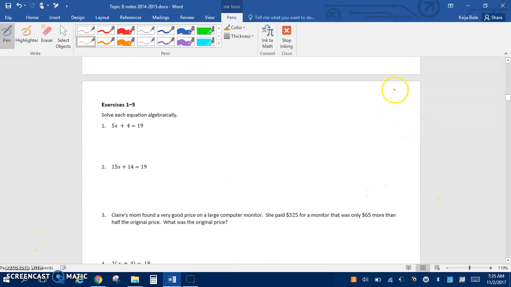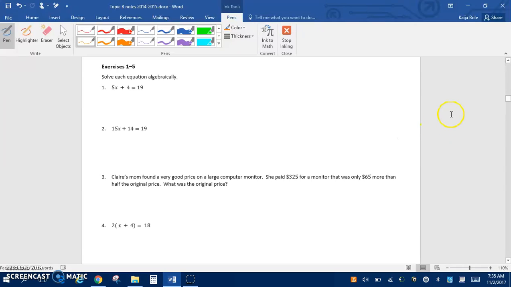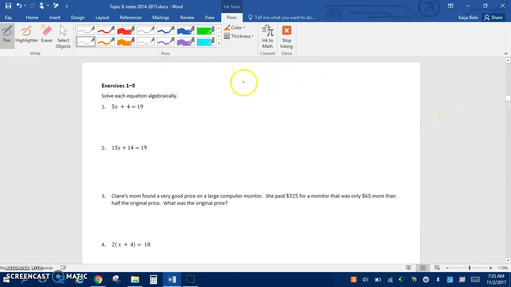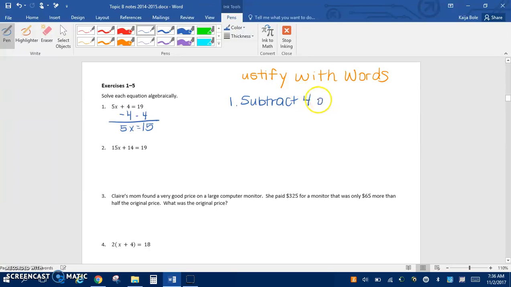Alright, so for these first few it says to solve each equation algebraically, and then over to the side I'm going to add justify with words. So we're going to do a little more here. First here we see that we have to subtract 4 from both sides, so we subtract 4. So we get 5x equals 15. So when we justify with words, our first step we say that we subtract 4 on both sides. And you need to say on both sides because that shows that we're canceling.